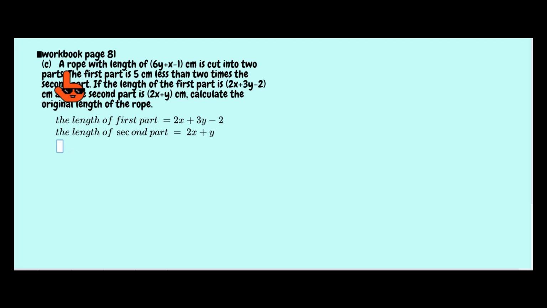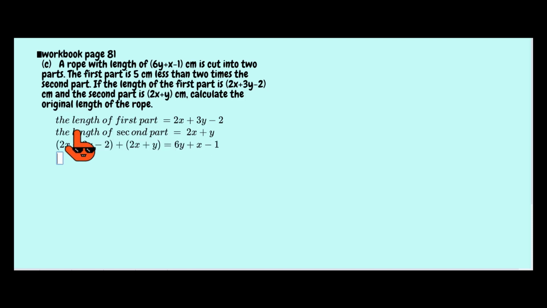The question already says the rope is cut into two parts. This means the total of the first part and the second part is the whole length. The first part is 2x plus 3y minus 2, the second part is 2x plus y. The first part and second part total is 6y plus x minus 1.